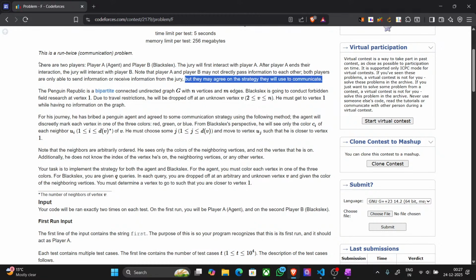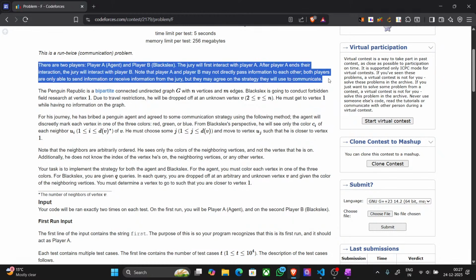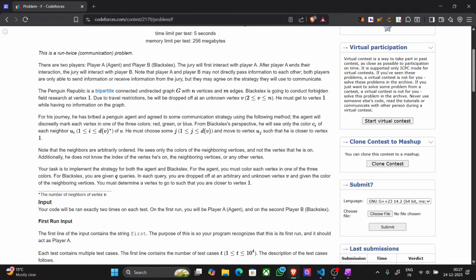Okay, so this particular passage is saying that you are given two entities, and you will communicate with both of them. Now you will give a test case to A, then you will give a test case to B. A will run its own test case and give some output. B will run its own test case and give some output. But the strategy of both A and B must be the same such that the output that comes out from A and B is relevant.